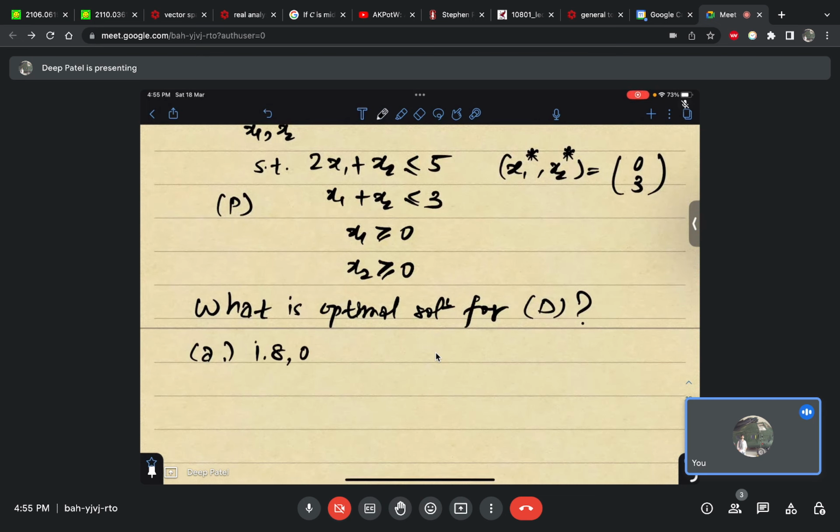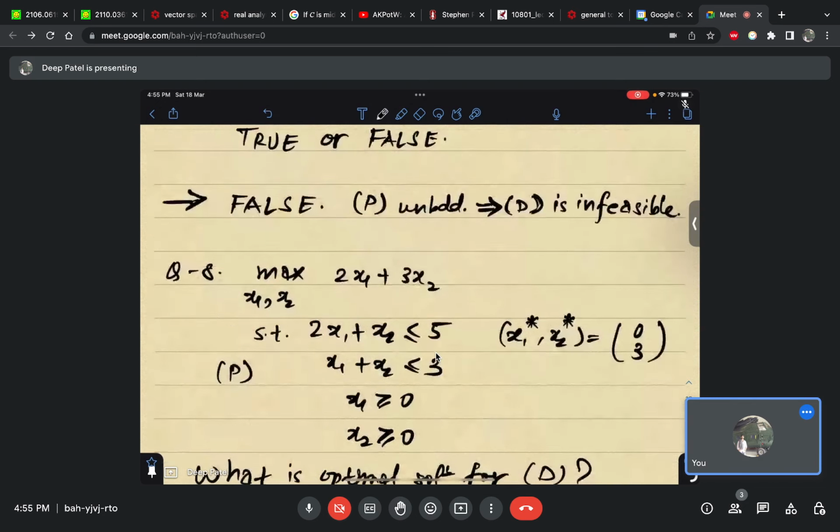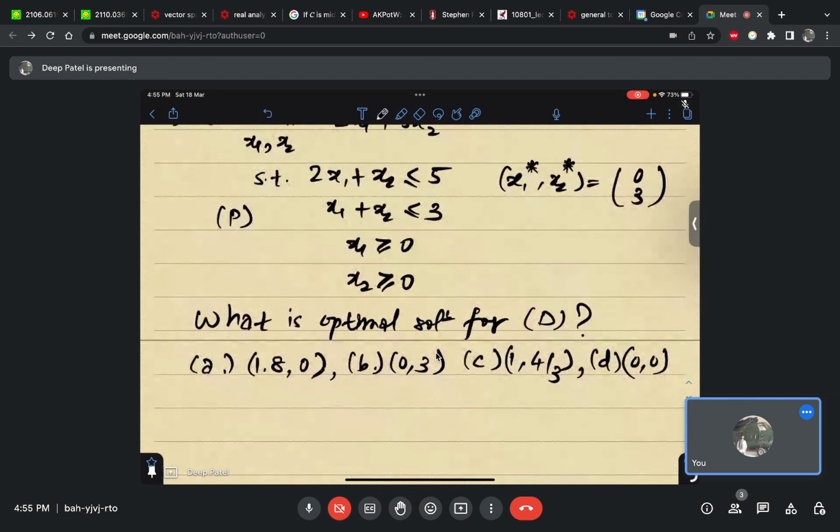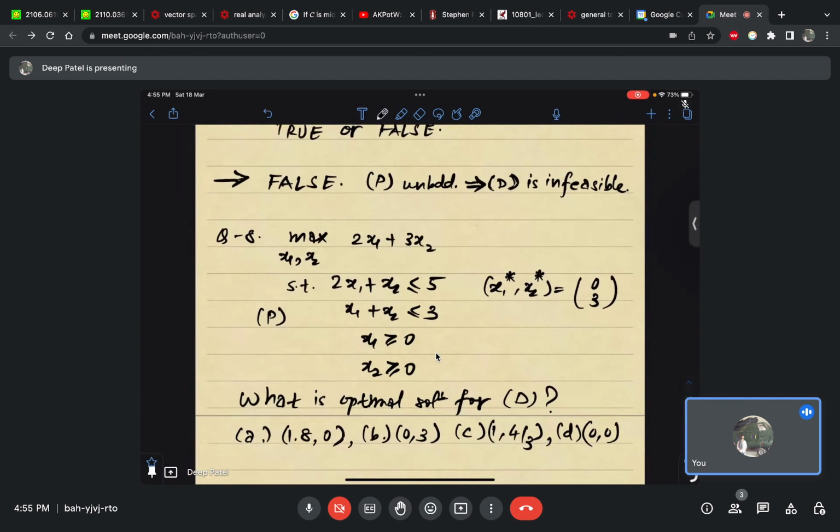So the options are (1.8, 0), (0, 3), (1, 4/3), and (0, 0). So how to go about this?